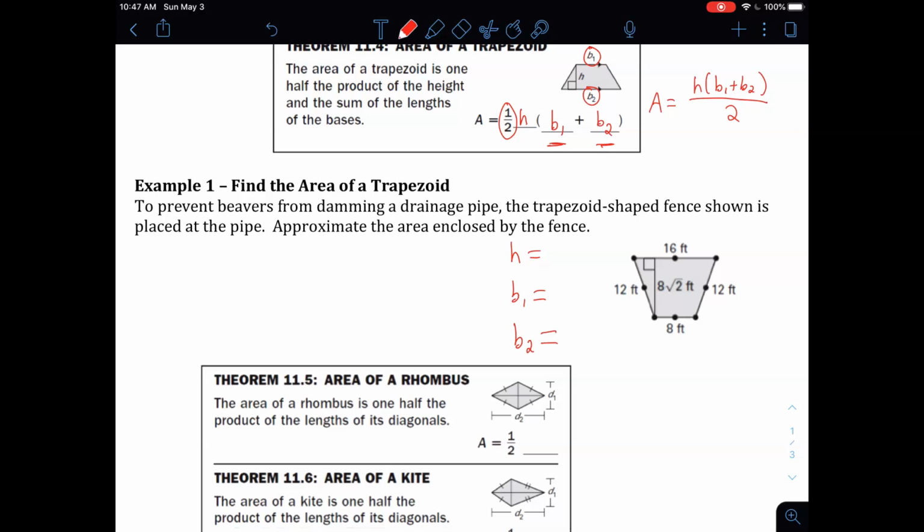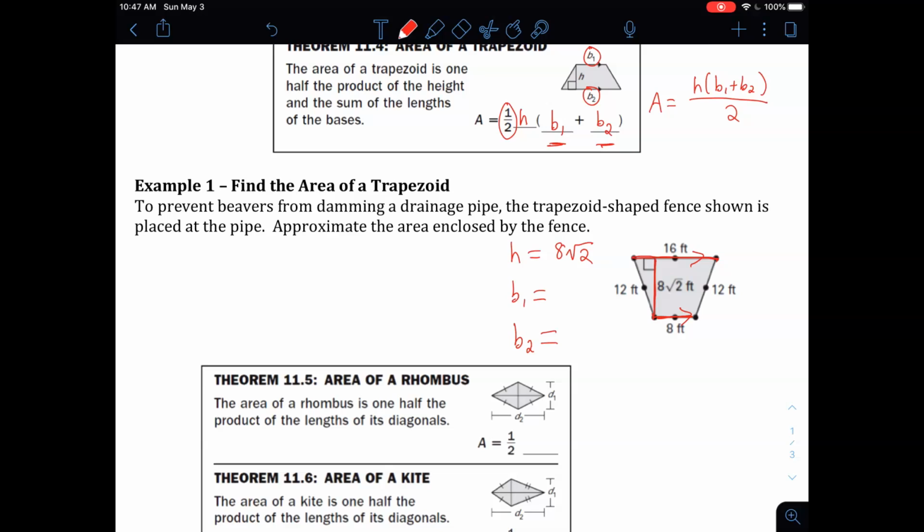What do you guys think the height is for this? We've got 5 numbers to choose from here. Which one of these is the height? Hopefully you said 8 square root of 2. 8 square root of 2 is the height because it's the perpendicular distance between the two bases, which are these right here. I kind of gave away the bases, but these are the parallel sides, and those are the bases.